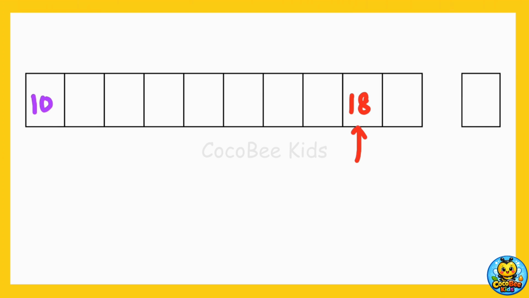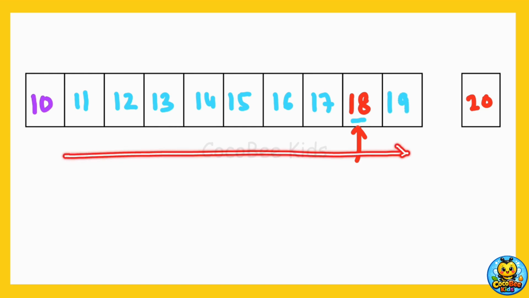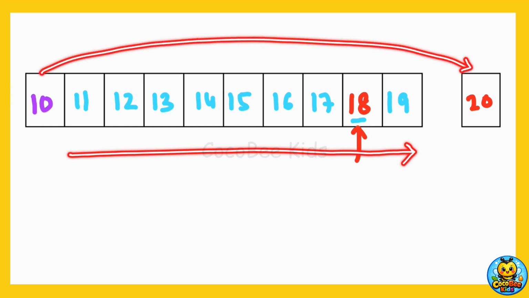Now tell me, where exactly does 18 live? It lives between 10 and 20. Can you tell me some other numbers that belong to the tens family? We have 11, 12, 13, 14, 15, 16, 17, 18 and 19. All the numbers from 11 to 19 belong to the tens family and all of these numbers lie between 10 and 20.